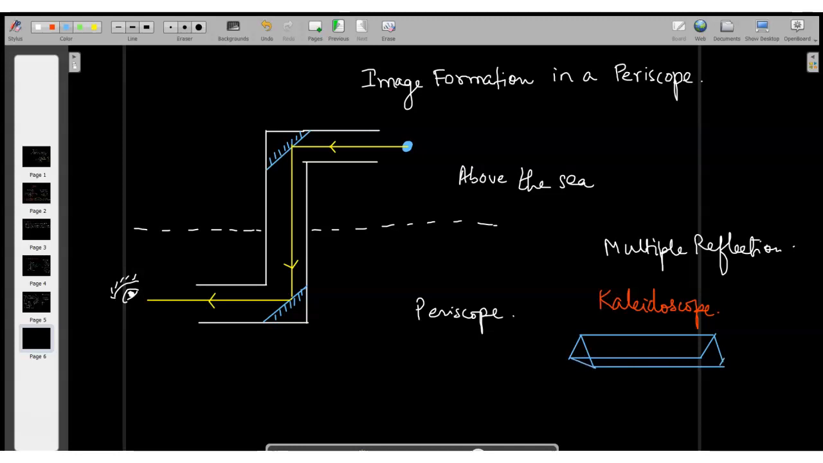And then we take another plane mirror, the third one, and we arrange them at an angle, suppose 60 degrees to each other. Then some colorful pieces are kept at one end of the kaleidoscope that is blocked, and the other end you can see through. As you turn the kaleidoscope, different beautiful colorful patterns are formed, right? So why is this happening? What is the phenomenon responsible for this? That is multiple reflection.